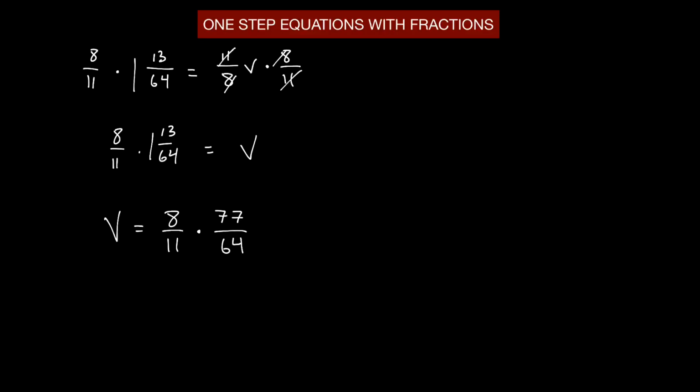Okay, now it looks like we can reduce. So here we have an 11. Okay, but 77 is 7 times 11. So I guess we could write it out like this: 8 over 11 times 7 times 11 over 8 times 8. Okay, now we could do some canceling. So 11 and 11 and 8 and an 8. What we're left with is 7 over 8. So we're going to say v equals 7/8.